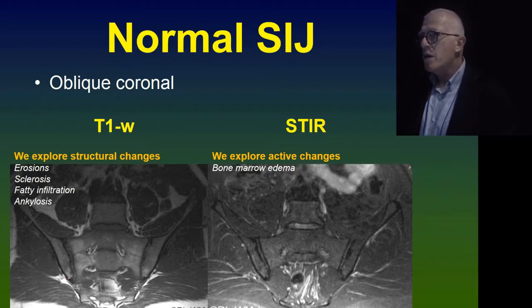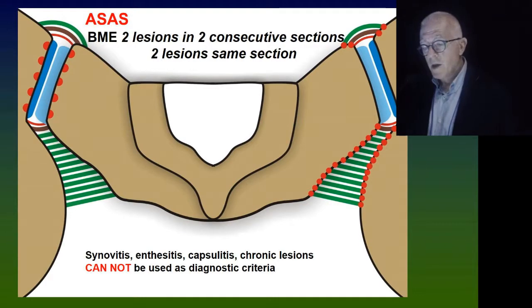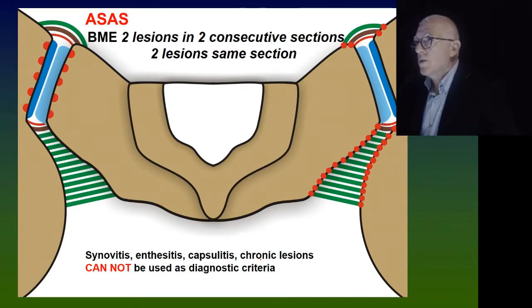And here we are looking for one single finding, and this is called bone marrow edema. So if you don't have any bone marrow edema on both sides of the joint, then this examination is completely normal. So may I just remind you that the sacroiliac joint is a rather complicated joint which has both a synovial part anteriorly with hyaline cartilage and fibrocartilage and a ligamentous part posteriorly.